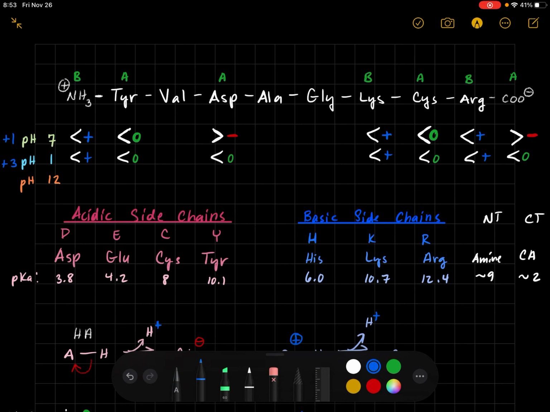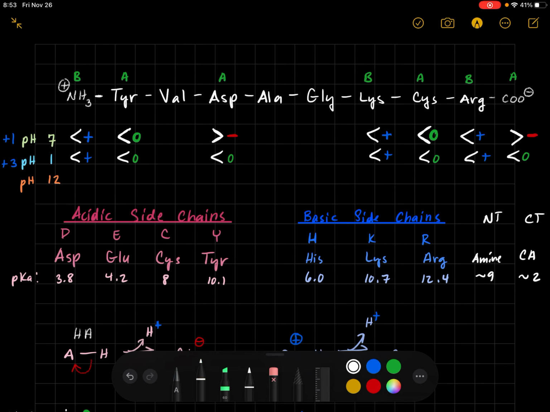Let's calculate the net charge on the peptide at pH 12. pH 12 is another extreme of pH. Most of the groups, including the main chain, are going to have pKa's that are less than the pH. However, arginine is the exception. So arginine's pKa is 12.4, and therefore its pKa will still be greater than the pH at pH 12.